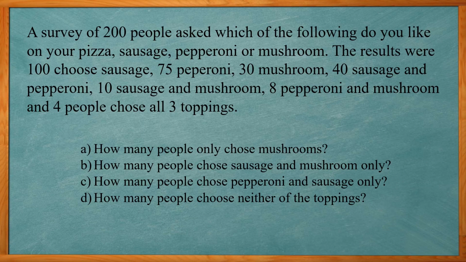So this one reads, a survey of 200 people asked, which of the following do you like on your pizza? Sausage, pepperoni, or mushroom? The results were 100 chose sausage, 75 pepperoni, 30 mushroom, 40 sausage and pepperoni, 10 sausage and mushroom, 8 pepperoni and mushroom, and 4 people chose all three. All right, so I need to answer A, B, C, and D. So remember to pause your video, make your circles, your Venn diagram, and answer these questions. And when you're done, continue the video to see the answer.